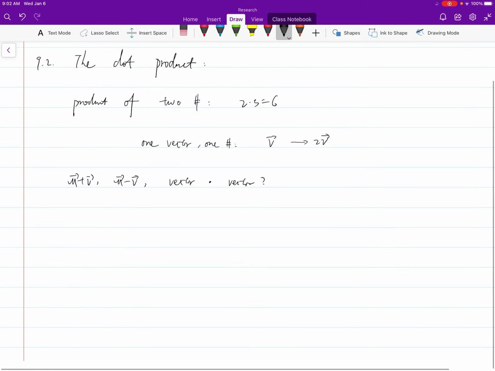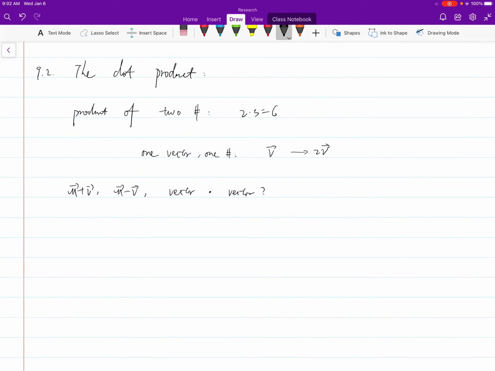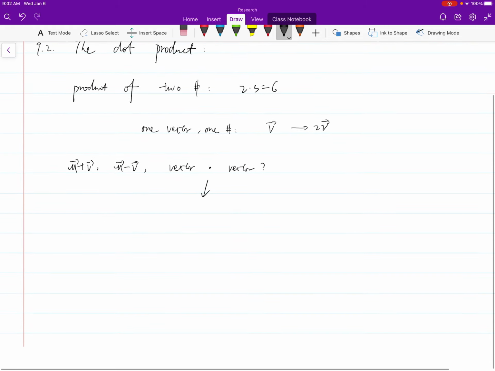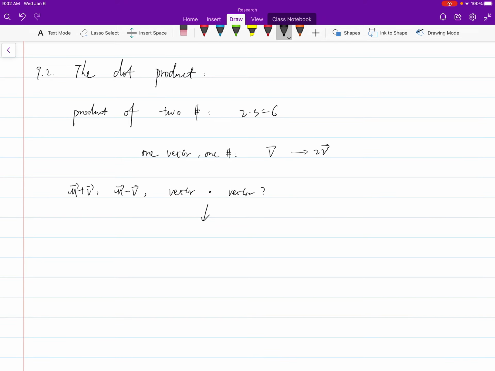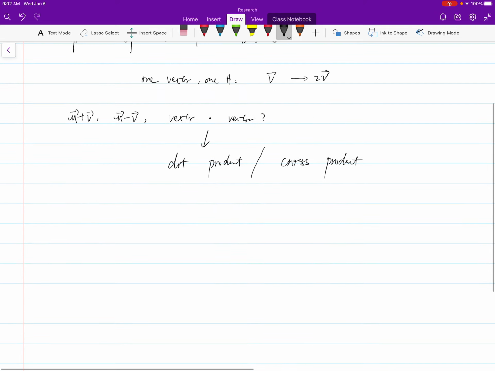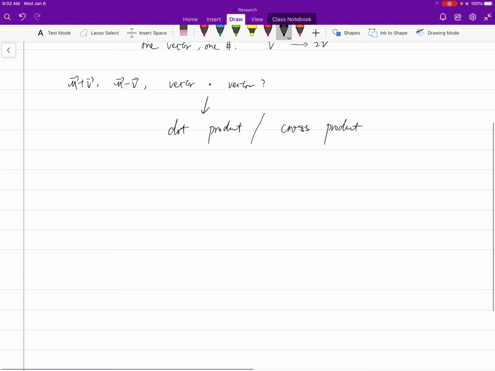And it turns out there are multiple ways to define a vector times a vector. It's not unique. And each one is useful under a certain kind of situation. What we want to talk about now will be one type of vector times a vector, which is called the dot product. Later, you will also learn what a cross product is. That's for later. Each one gives you some meaning. This one will give you the area of the parallelogram, but that's for later.